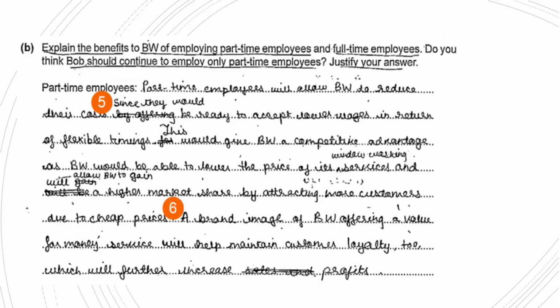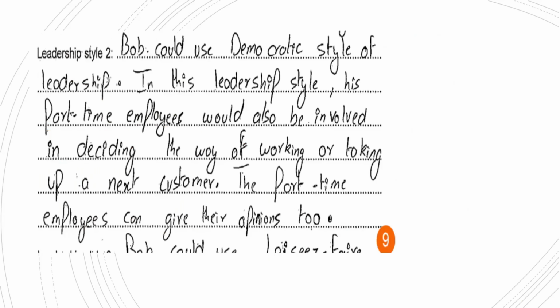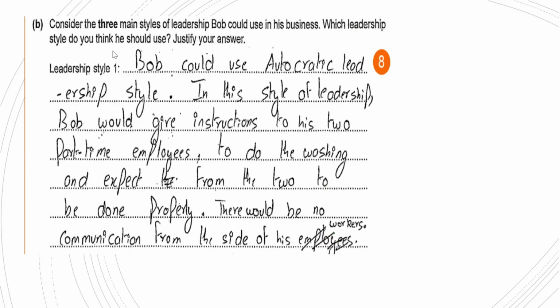Okay. Let's look at another answer very, very quickly. Now, explain the benefits to BW of employing part-time employees and full-time employees. अब यहाँ पे उसने क्या बोला है? Explain the benefits. अब क्वेश्चन को आपने बहुत केयरफुली रीड करना है. अब जो पिछला क्वेश्चन था, उसमें कुछ भी नहीं लिखा था. ना उसने लिखा था एडवांटेजेस, ना लिखा था डिसएडवांटेजेस, लेकिन उसने क्या बोला था?